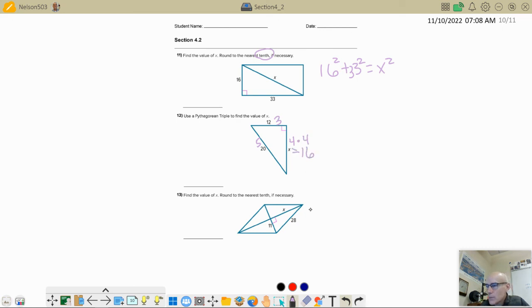Okay. Is this a Pythagorean triple? 11 and 28. Let me look at the wall there. Do I see 11 and 28 anywhere? No, I see 11 and 60, 61. No. So I'm feeling like it's not a Pythagorean triple, and I can't reduce it down. So I'm going to go 11 squared plus x squared equals 28 squared, and then just go ahead and do all the Pythagorean theorem on that guy.